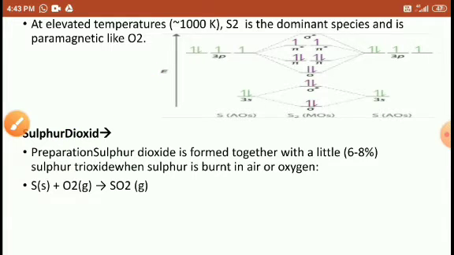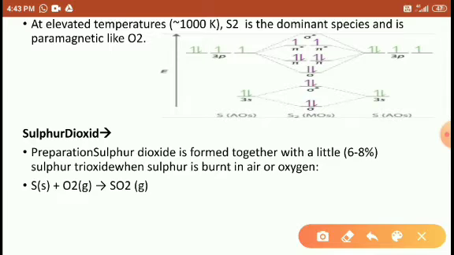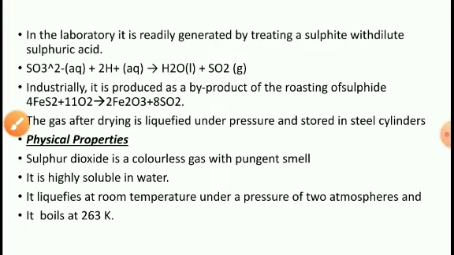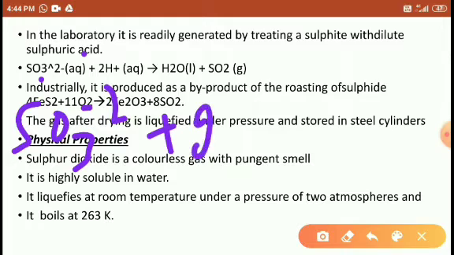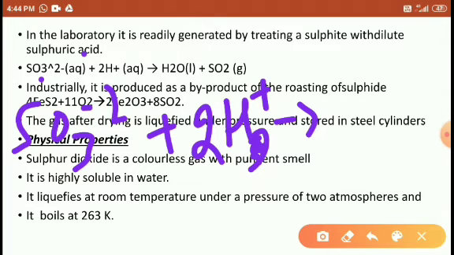Sulfur dioxide preparation. Sulfur dioxide is formed together with 6 to 8% of sulfur trioxide when sulfur burns in air. So sulfur heated with oxygen forms sulfur dioxide, that is one method. And the laboratory method: sulfite with dilute sulfuric acid. So SO3 2-, treated with 2 moles of hydrogen ions, then hydrogen accepts one oxygen to form H2O.